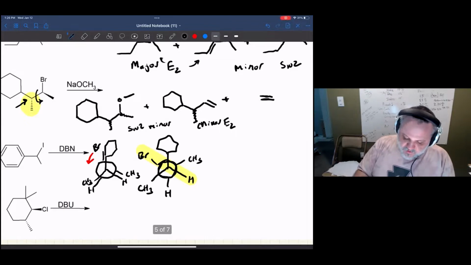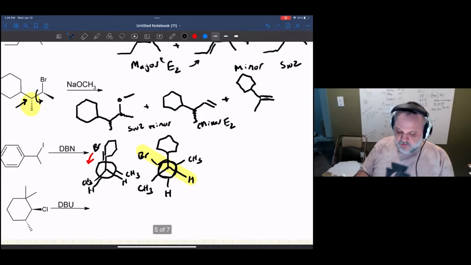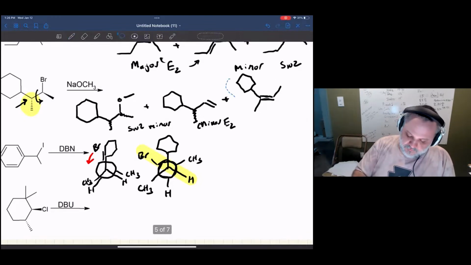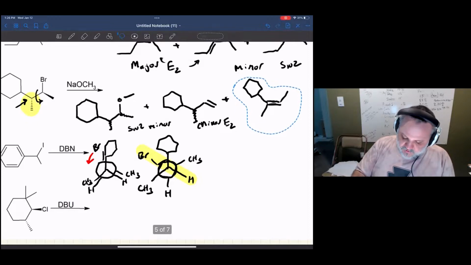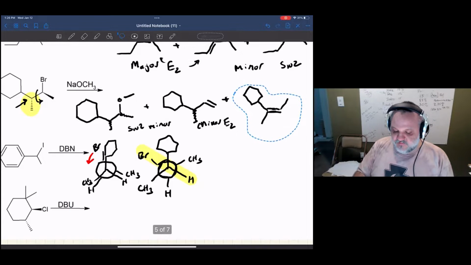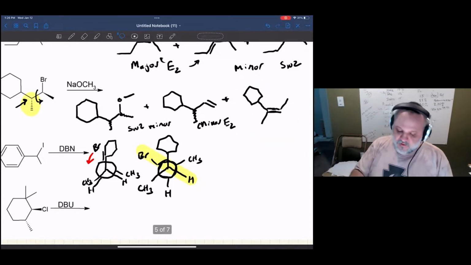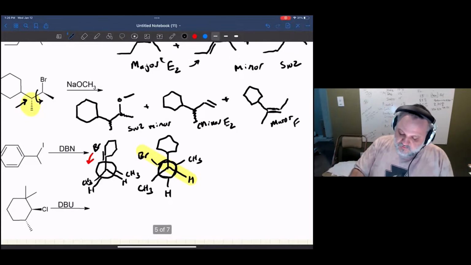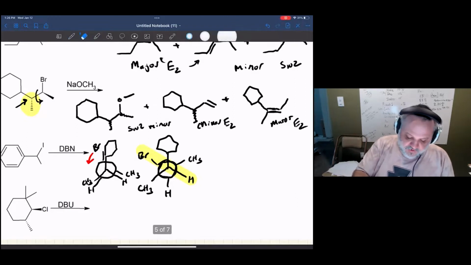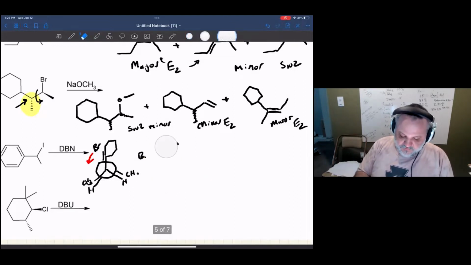I've got my double bond. And on the front carbon, I've got a CH3 and a 6-membered ring. What do I have on the back carbon? Well, on the back carbon, I have the CH3 group in the same direction as the 6-membered ring, and the hydrogen pointing in the same way as the methyl group. And so this is my major E2 product. Okay, so again, consideration of that anti-periplanar transition state. Let me erase all this.